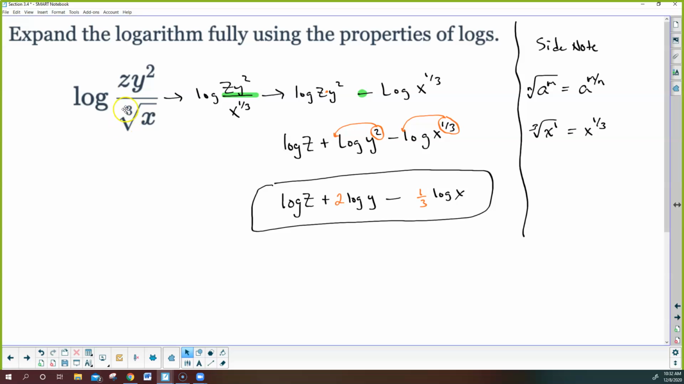So don't get scared by radicals. We have to use our properties that we learned the other day and turn those radicals, the square roots, the cube roots, turn them into fractional exponents, and then the same properties apply.